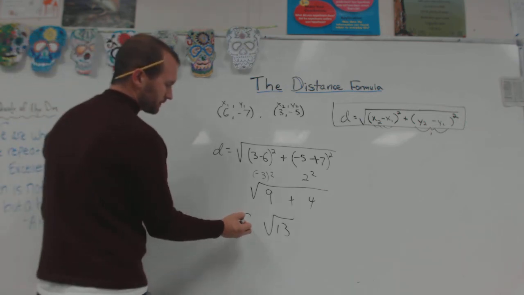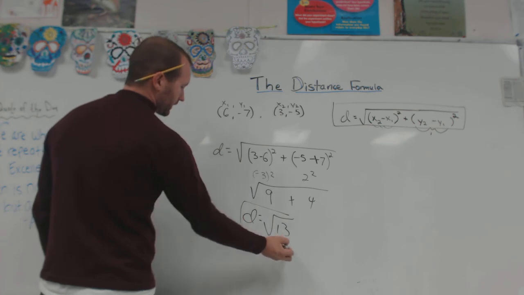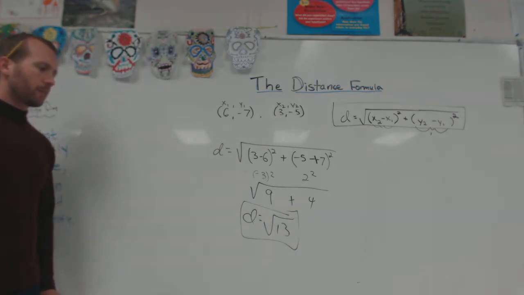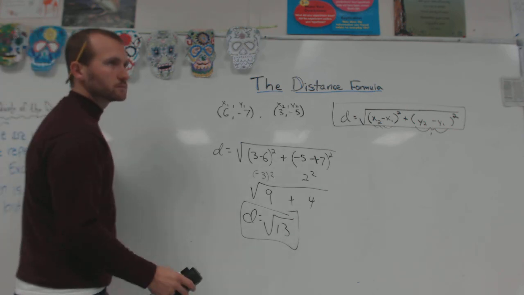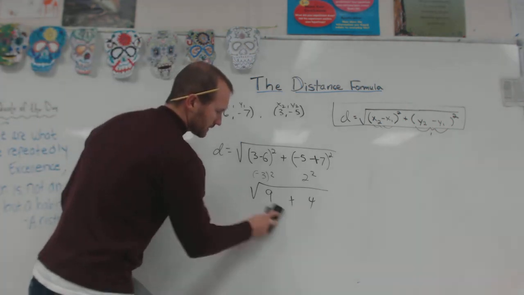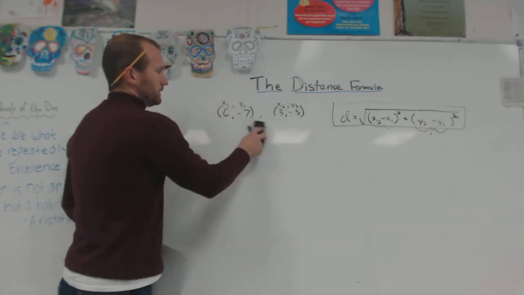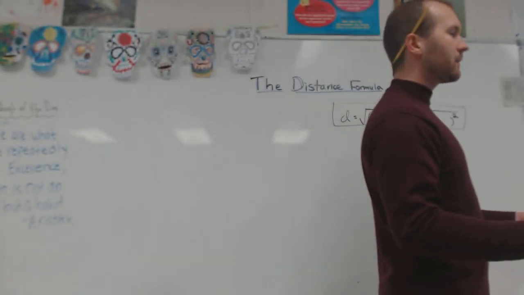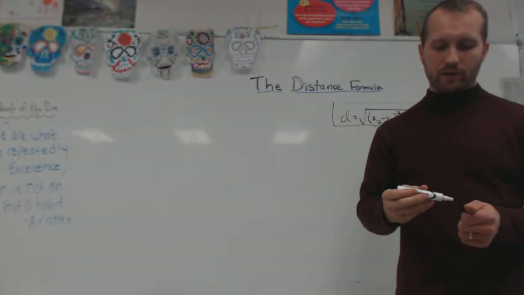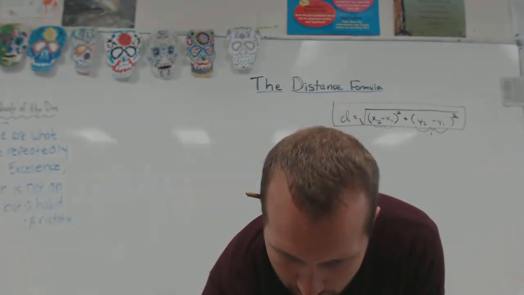And that's your answer. It can't be simplified in that case. D equals the square root of 13. All right, any questions about this? Plugging in the numbers. So I wanted to show you where that came from before we did too many examples.